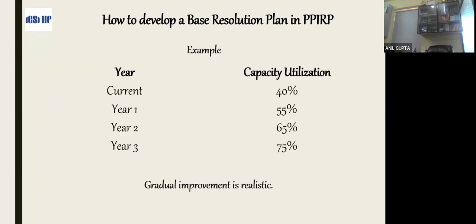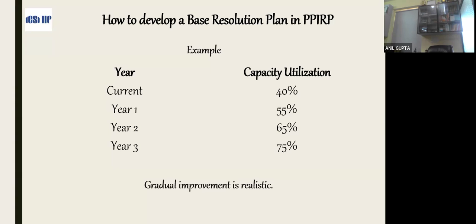Suppose, for example, current capacity is 40. First year, I will increase to 55. Second year, 65, then 75. Gradual improvement is realistic. If some people show first year 40, second year 100, then bankers will not accept. What is this figure, boss? How can 40 to 60, then 100, how will it increase by 60%?